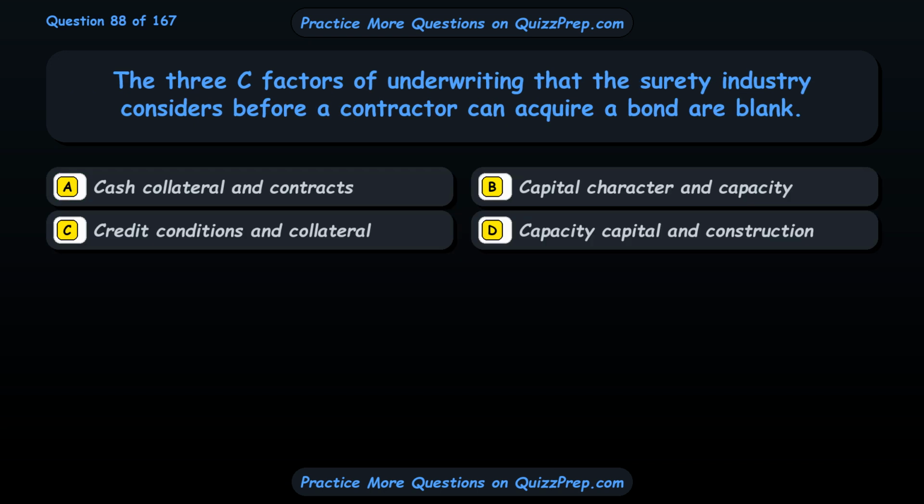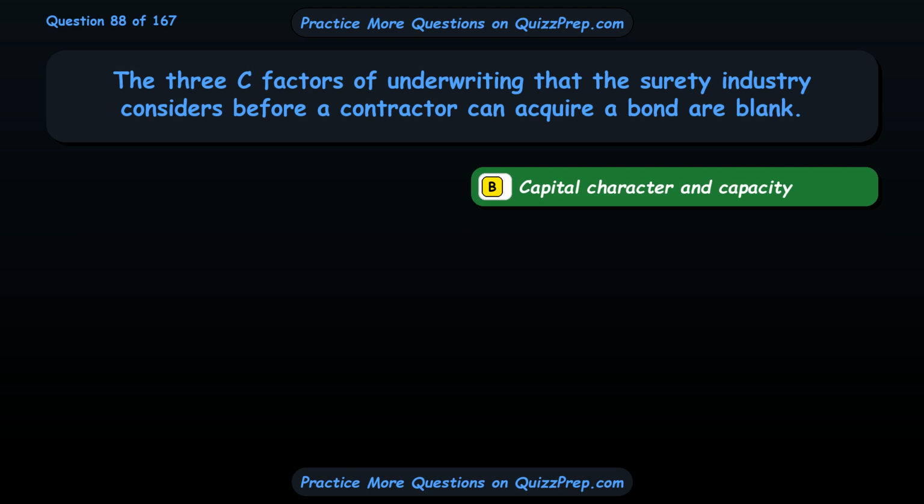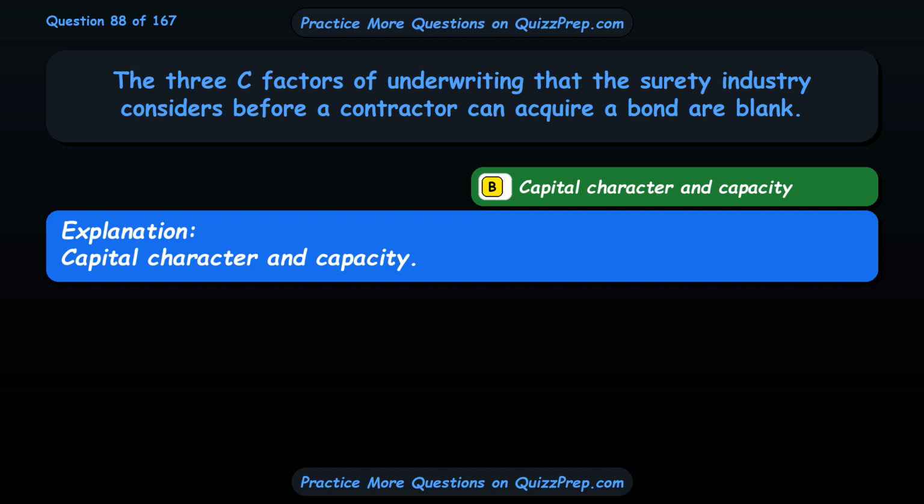Question 88. The 3 C factors of underwriting that the surety industry considers before a contractor can acquire a bond are blank. Option A. Cash collateral and contracts. Option B. Capital, character and capacity. Option C. Credit, conditions and collateral. Option D. Capacity, capital and construction. The correct answer is option B. Capital, character and capacity.